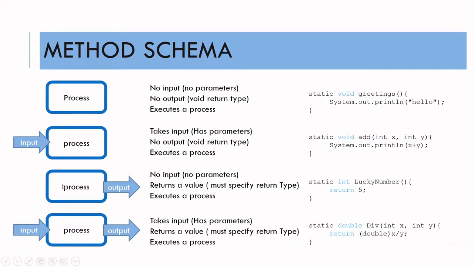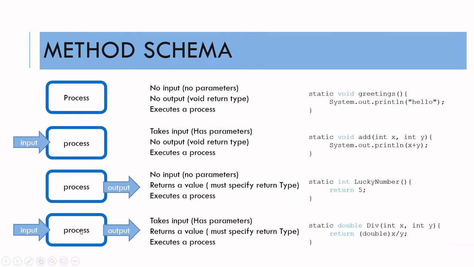The third scheme is that it takes no input. That means it has no parameters, but it returns a value. So it must have a return type. For example, int luckyNumber. The name of this method is luckyNumber, and it returns an integer value. The parentheses are empty here, which means it has no parameters and no input. What this method really does is only return 5. So when I execute this method, it's going to return the value 5.